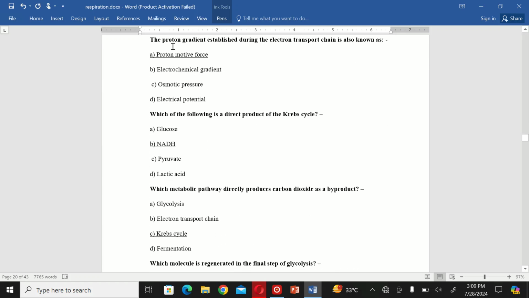The next MCQ is the proton gradient established during the electron transport chain is also known as A. Proton motive force. B. Electrochemical gradient. C. Osmotic pressure. And D. Electrical potential. So the correct option is A.